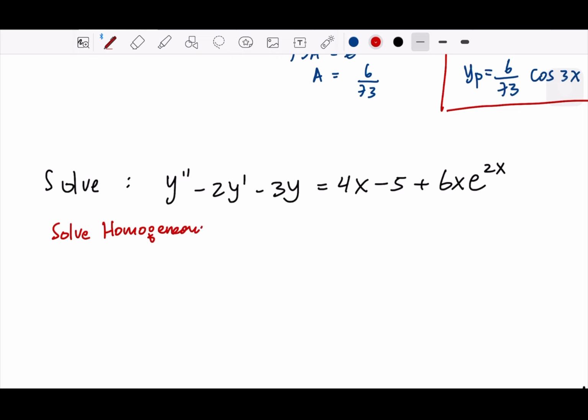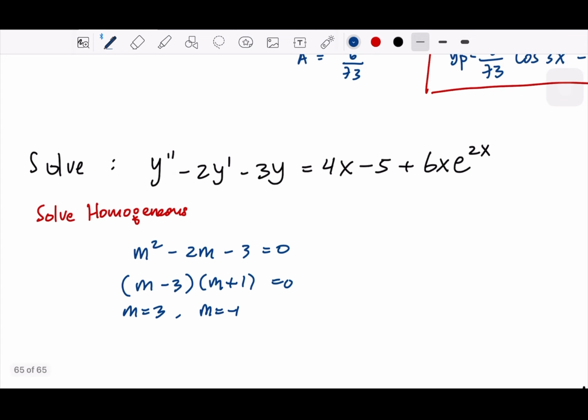Solve the homogeneous. So writing the auxiliary equation, m squared minus 2m minus 3 equals 0. Factorize, right? So we have m equal 3 and m equal negative 1. So yc is C1 e negative x plus C2 e 3x.